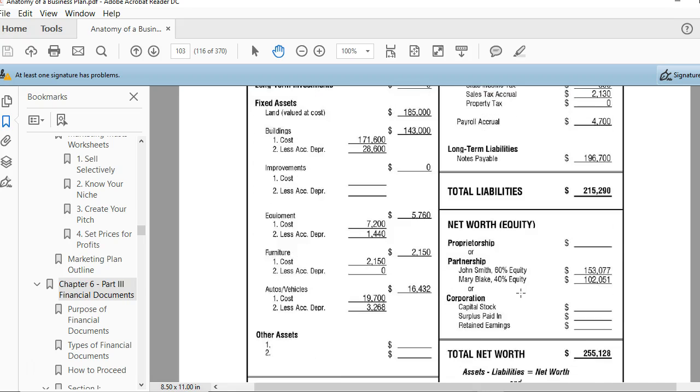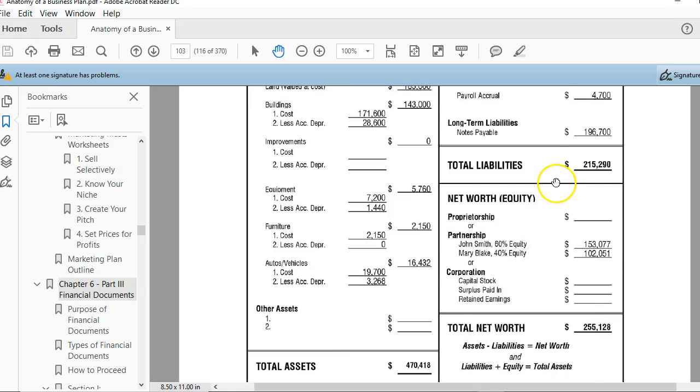Then we can scroll down here and see the equity section for a proprietorship or a partnership, where it'd be either one person for a proprietorship or two or more people for a partnership. It's their equity in the business. Or a corporation, then it would include capital stock, paid-in capital, retained earnings, and so on. But the sum of 215,290 and 255,128 then equals the 470,418.